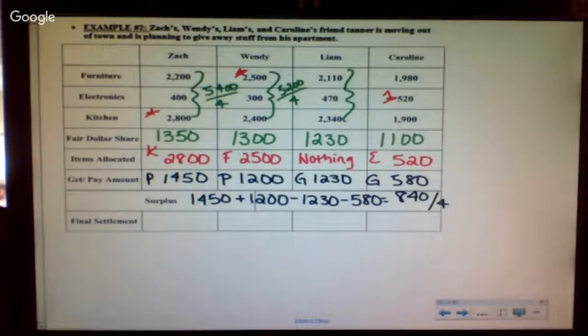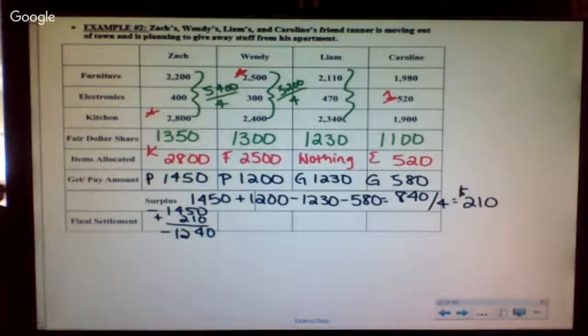And we're going to split that up between 4 players. So they're getting an extra $210. Zach is paying $1,450, so you're down $1,450, but you're getting 210 of it back. So technically you're only down $1,240. So Zach has gotten a kitchen and he's down $1,240.